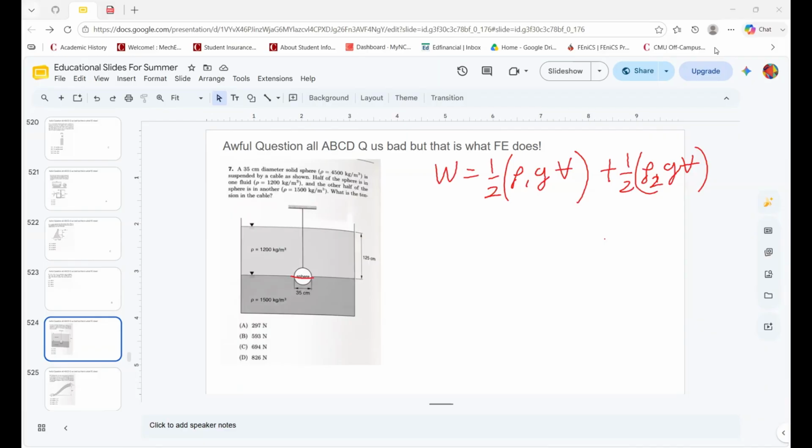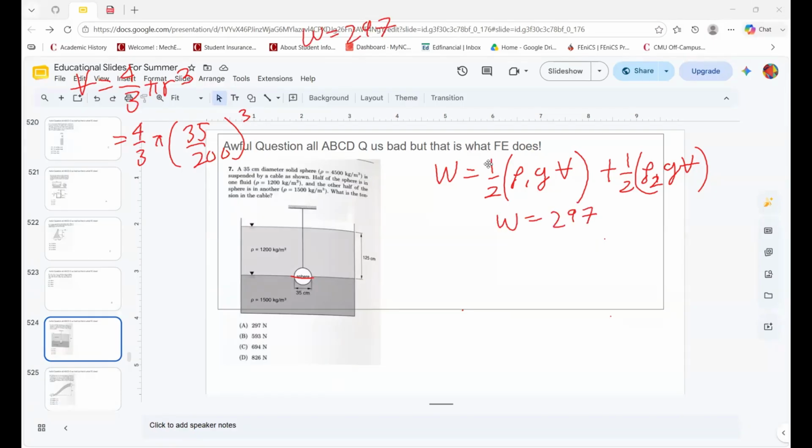Get your calculator out and plug and chug, because volume equals 4 divided by 3 pi r cubed, which is given by that. So it's equal to 4 divided by 3 pi, parentheses, 35 divided by 200, cubed. Let me just plug and chug. All right, so this is the weight displaced by the fluid. We have got it, which is going to be equal to the buoyant force. So this is equal to F buoyant. Now we have to figure out the volume.